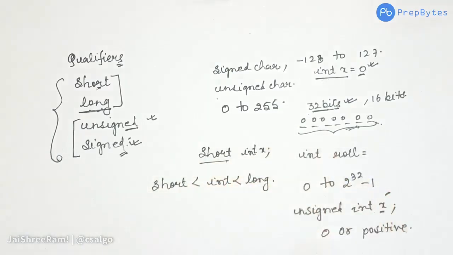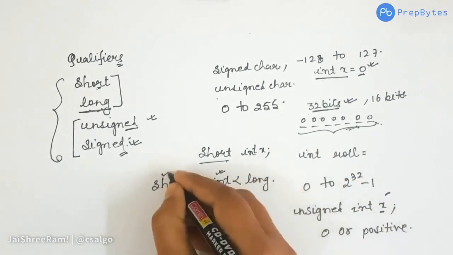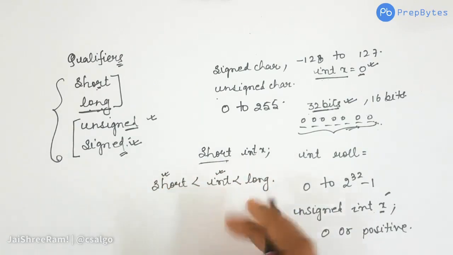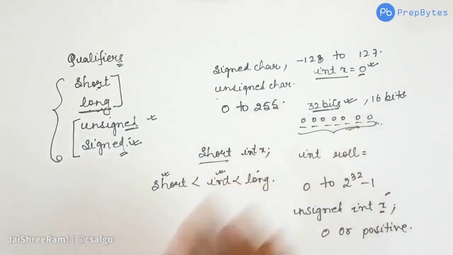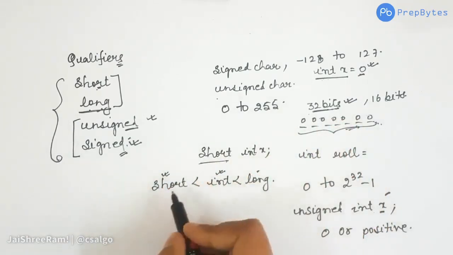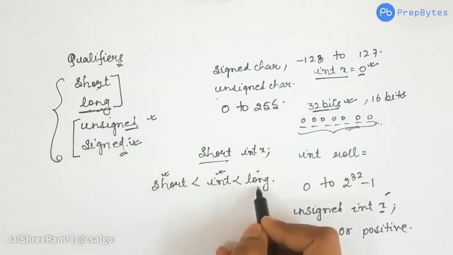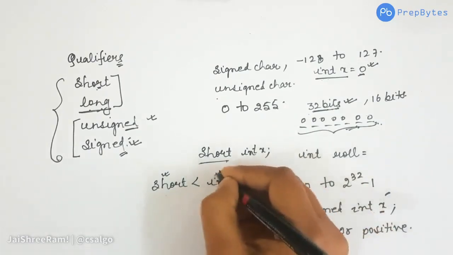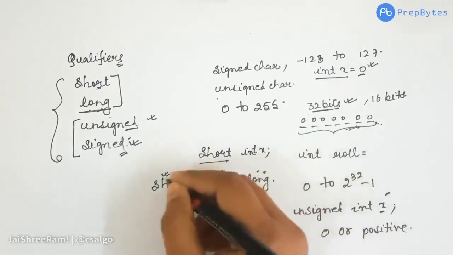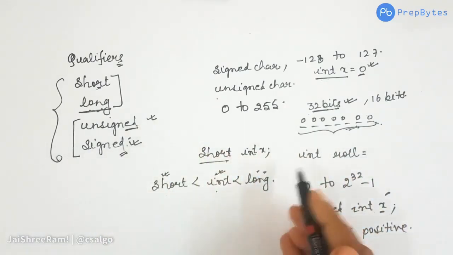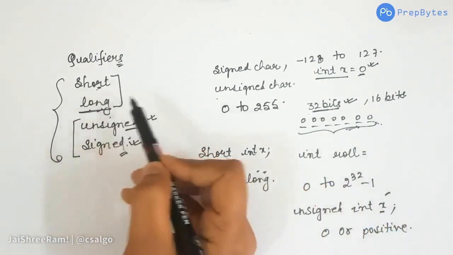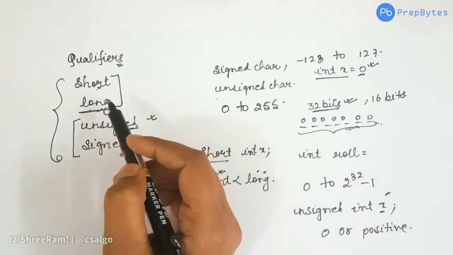Depending upon the compiler implementation, it might happen that the size of int and short is equal, or for that matter long and int is equal, but it will never be the case that short is greater than int or greater than long, or int is greater than long. Always long will be greater than or equal to int and int will be greater than or equal to short. Generally we don't use short and long with the character, because character always has 1 byte.